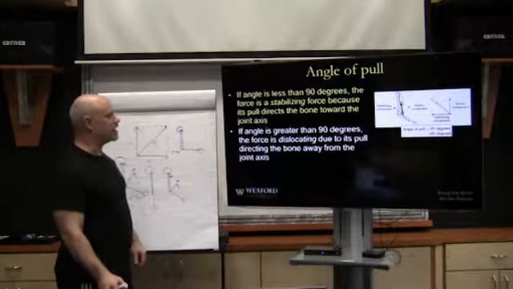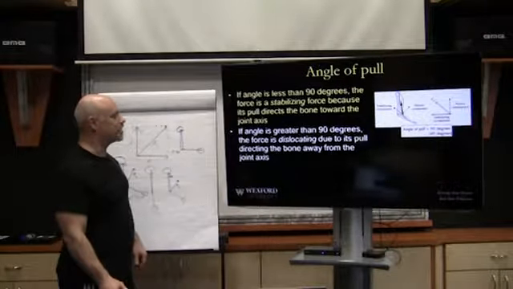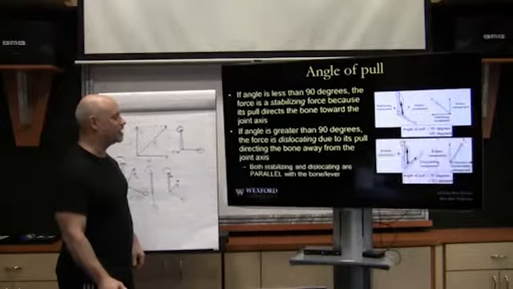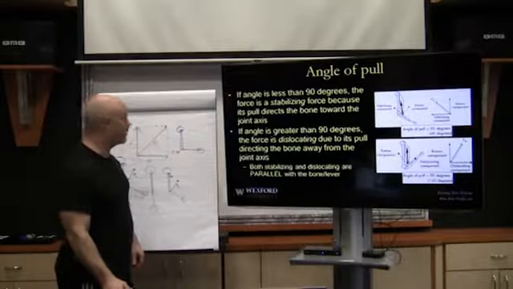The angle is less than 90, it's dislocated. If it's greater than 90, it means the force is dislocating, it's pulling the bone directly away from the joint axis. Both stabilizing and dislocating are parallel with the bone lever.